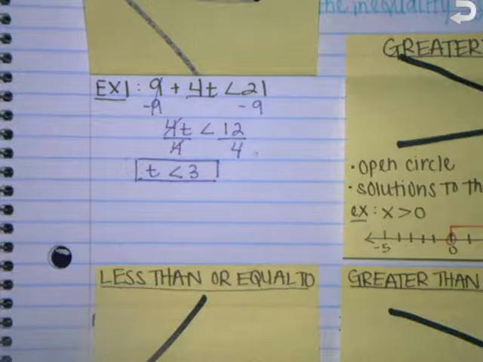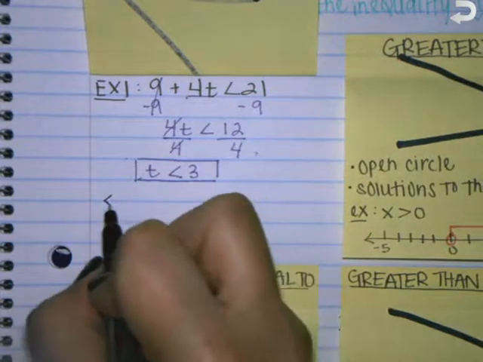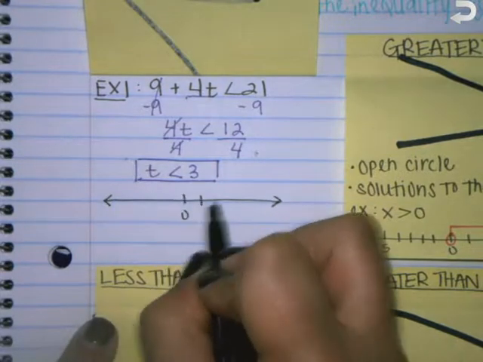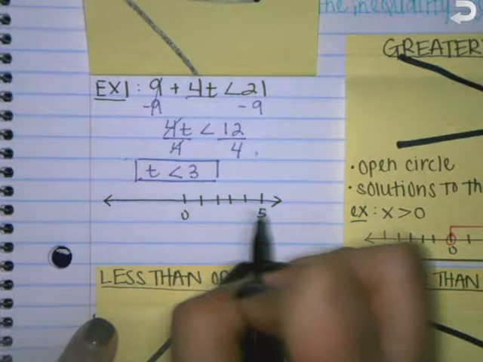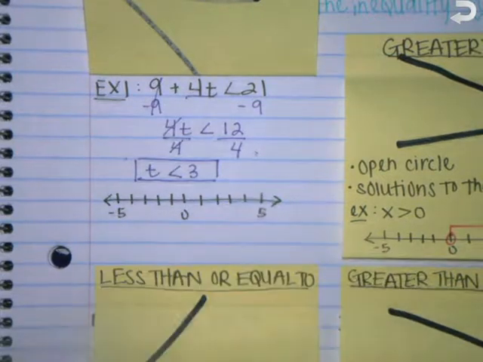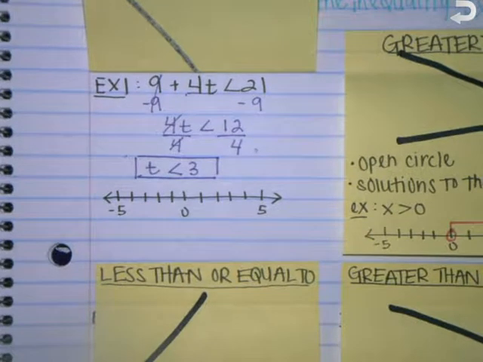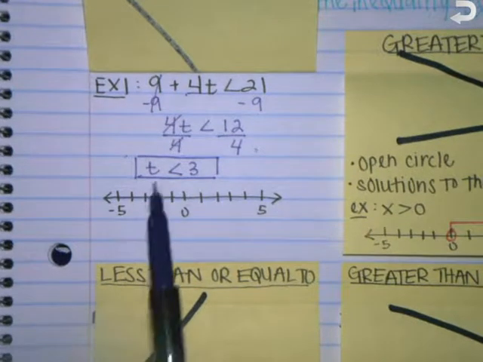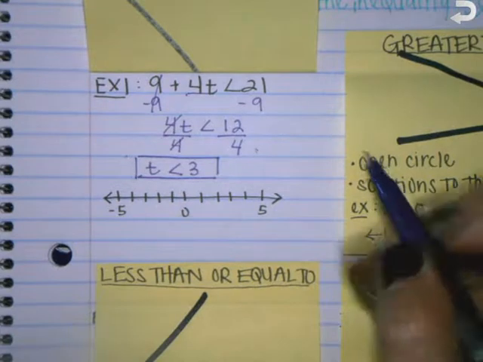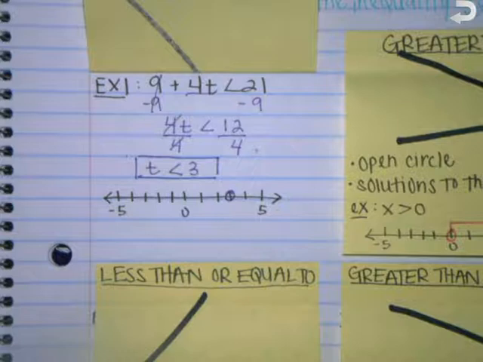So to graph it, make your number line. I'm going to put 0 in the middle. 1, 2, 3, 4, 5. 1, 2, 3, 4, 5. You might have to change your scale depending on what your numbers are. And then t less than 3, is that going to be an open dot or a closed dot, guys? Open at 3. And less than means we're going to go to the left.